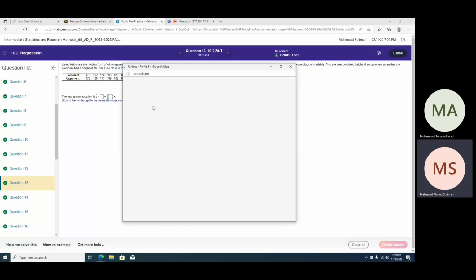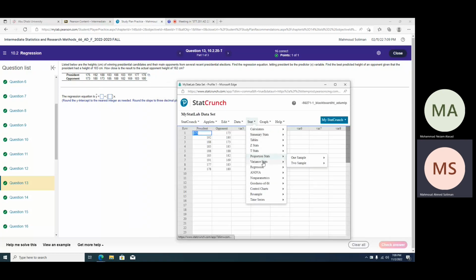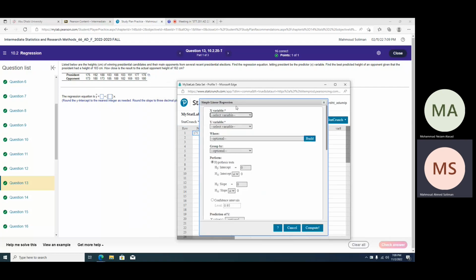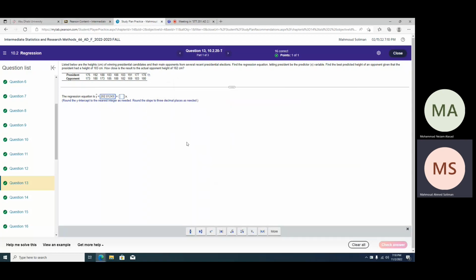So here, open and start crunch. Mr. President again, you have to calculate. And then start regression simple linear. So X is height in centimeter, president, and the opponent is this one. So we have to get the equation. Nearest integer, so this.